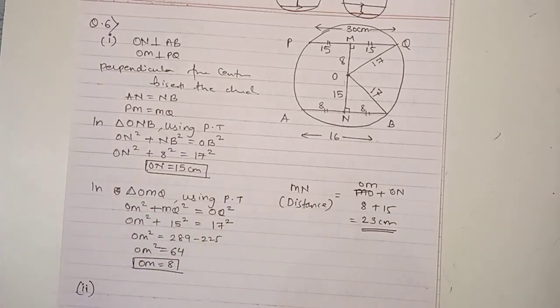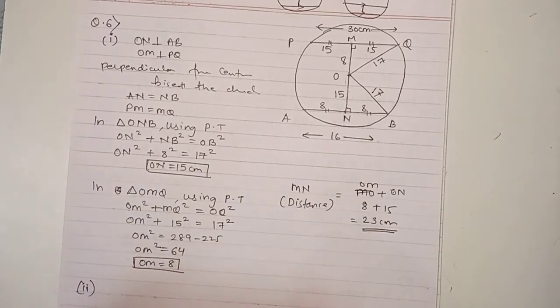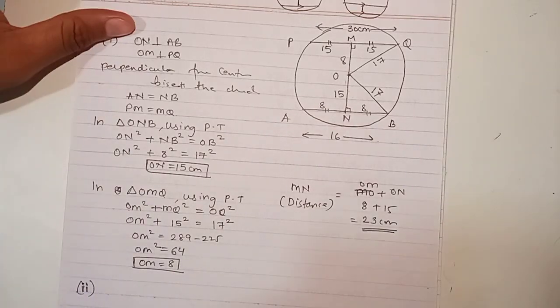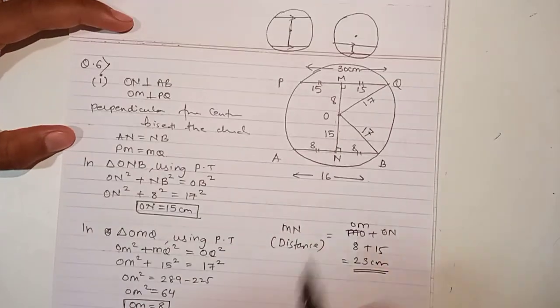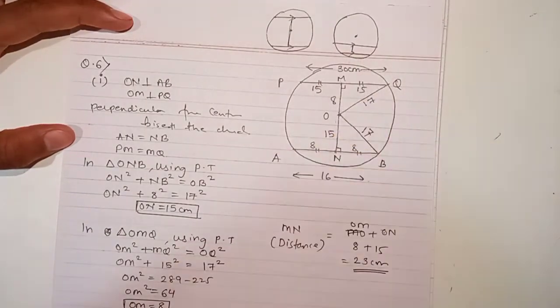Pause the video and copy the sum. Now, for the second part, we know that we have to take the chords on the same side of the center.